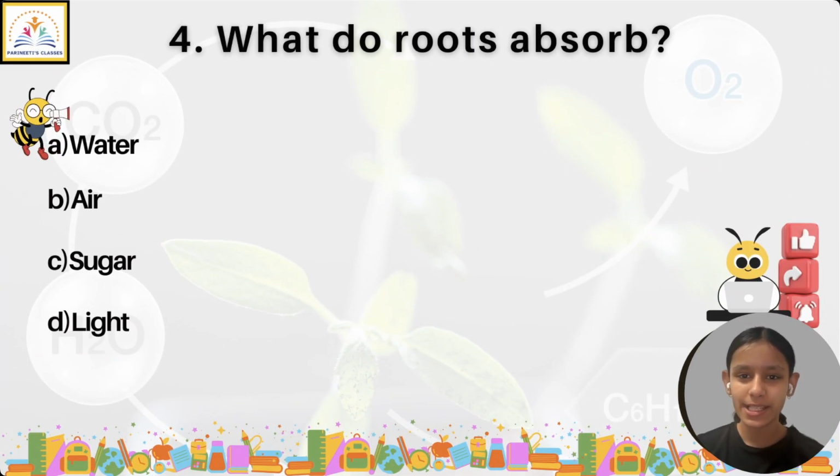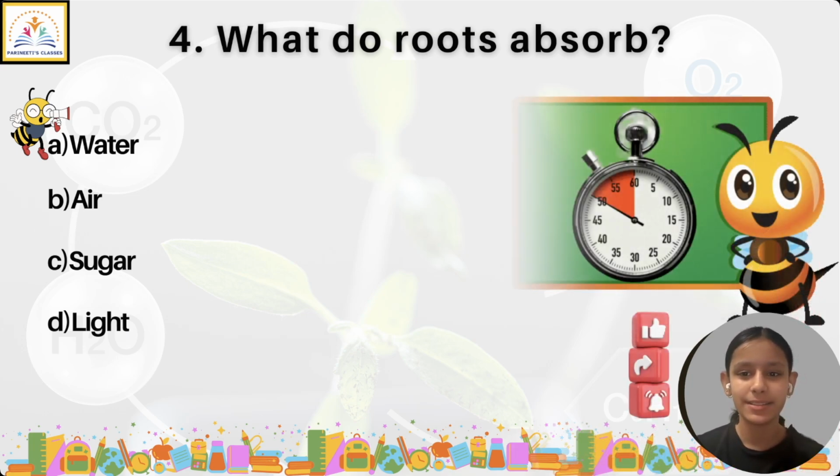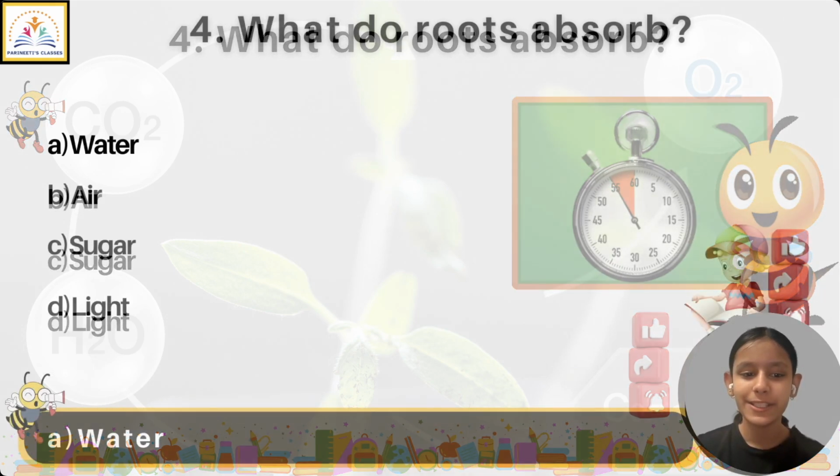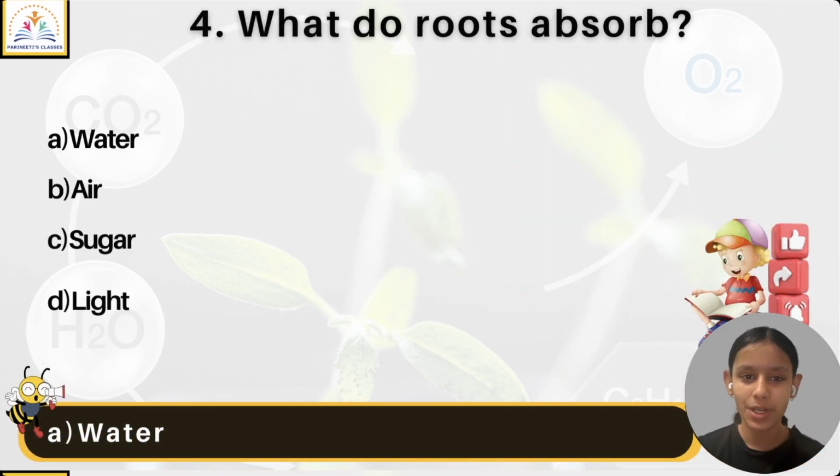The fourth question is, what do roots absorb? Option A, water. Option B, air. Option C, sugar. And option D, light. The correct answer is option A, water.